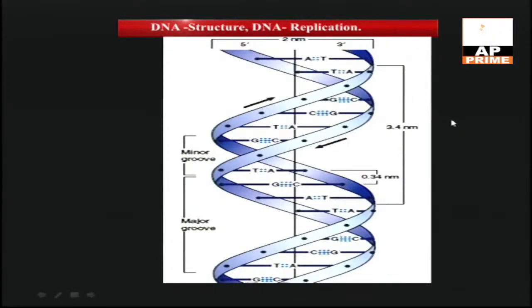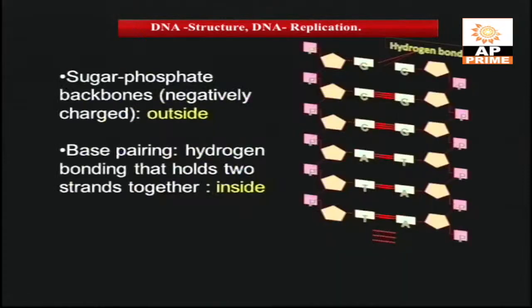It looks like a spiral staircase with the complementary base pairing, major and minor grooves, and showing diameter and other properties that we will discuss in the next slides. This structure shows how the sugar phosphate backbone is projecting outside of the DNA molecule, and the complementary base pairs are stacked inside the DNA molecule.